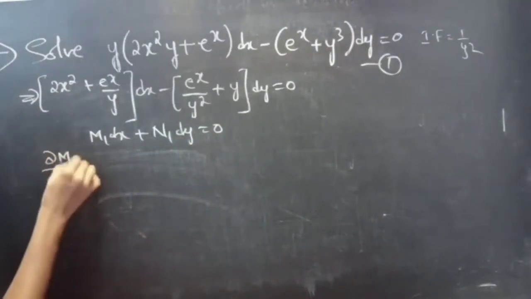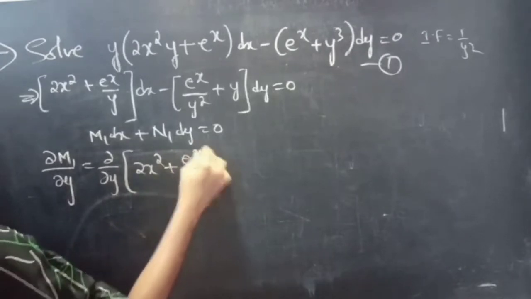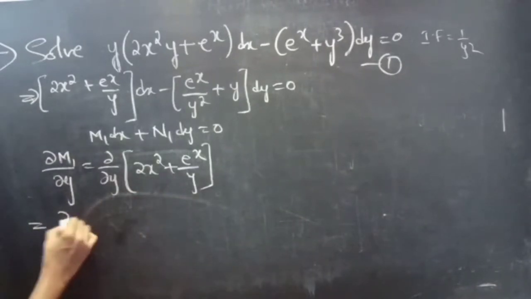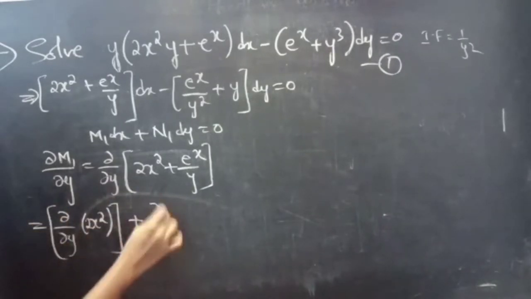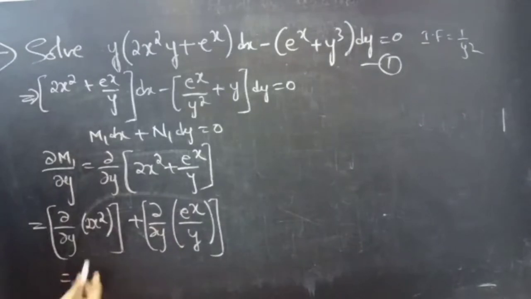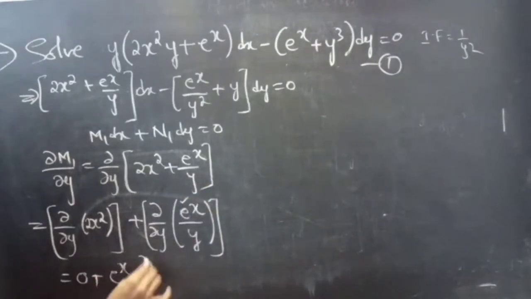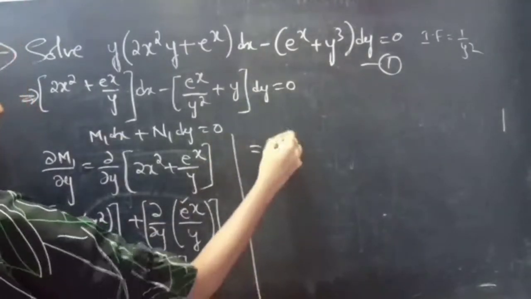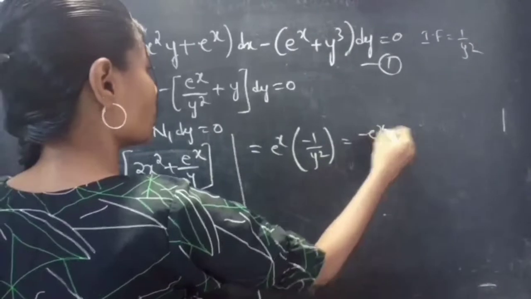Dou M1 by dou y equals to dou by dou y of, for M1, 2x square plus e power x by y. Since we are doing partial derivative with respect to y, x will be treated as constant. Partial derivative of first term with respect to y plus partial derivative of second term with respect to y. This equals to partial derivative of a constant with respect to y, which is 0, plus, here e power x is constant, so you can write this as e power x into partial derivative of 1 by y with respect to y. This equals to e power x into minus 1 by y square, which equals minus e power x by y square.